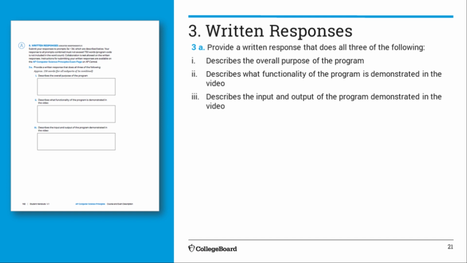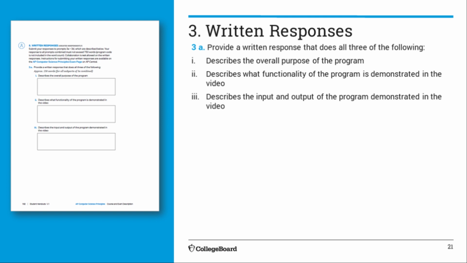Okay, so let's talk through these responses. 3A, you are answering responses for these three things. You're describing the overall purpose of the program. Why did you create this program is essentially what we're asking. What is the purpose of it? Why would somebody use this? That is different from the functionality. And somebody asked this tonight, what is the difference between a purpose and the functionality? The purpose is why you created it. The functionality is really like, what is it doing? And that kind of can get a little muddled.